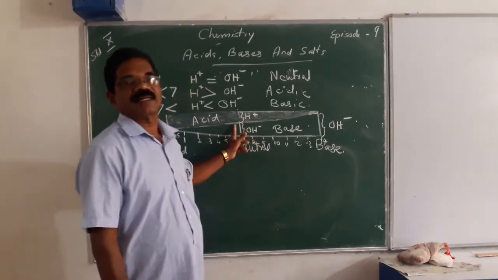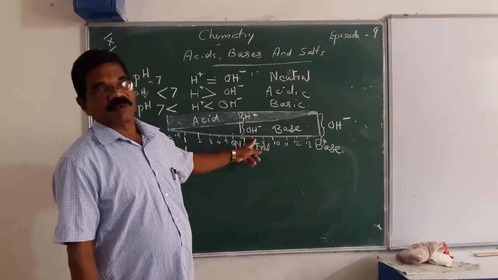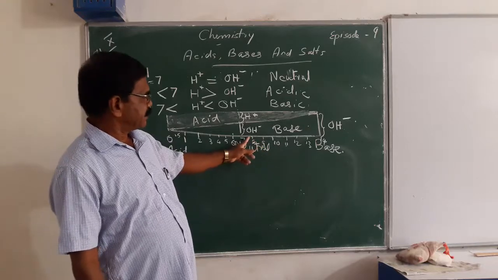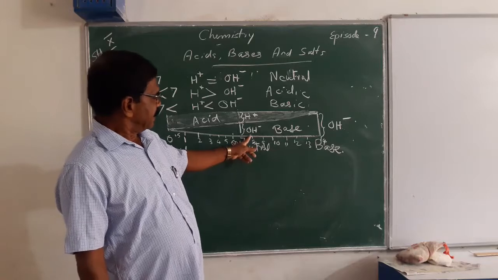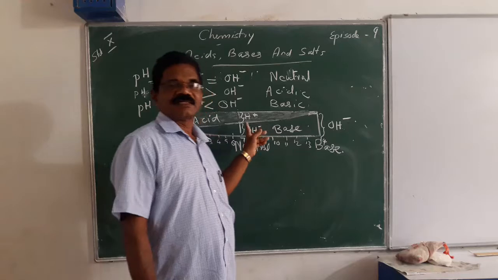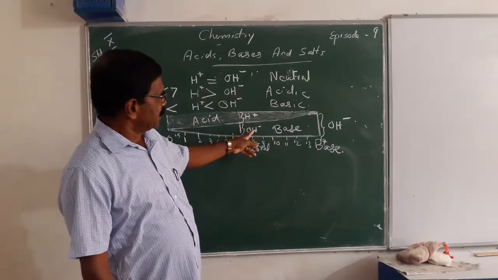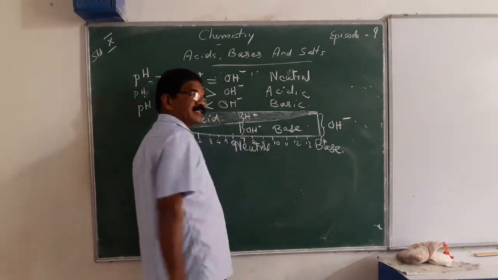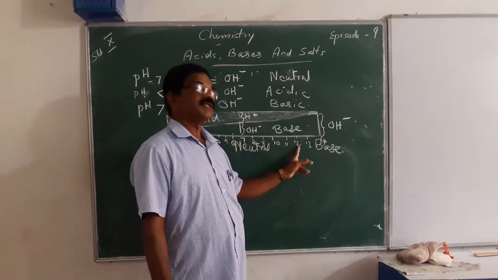It is neutral. What is neutral? Blood. The pH of our blood is 7.4, slightly basic. Similarly, the pH of the saliva in our mouth is 6.6. It is slightly acidic. It helps digestion. So if the pH of a solution is 12, we have no doubt, we can clearly say that it is strongly basic.